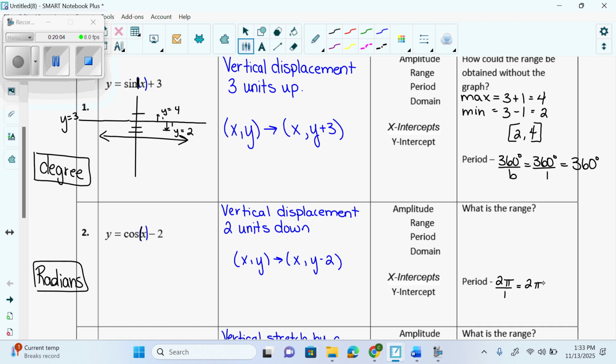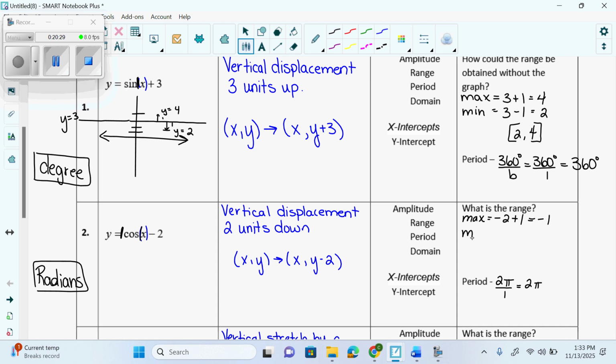Then say I want the range. How would I get the maximum? We do D plus amplitude, right? So it's going to equal negative 2 plus the amplitude. What's the amplitude? 1. Remember, your amplitude is just your absolute value of your A, or your vertical stretch. When there isn't one, it's just a 1. So my maximum is going to be negative 2 plus 1, which is negative 1.